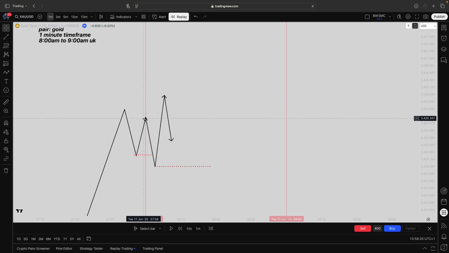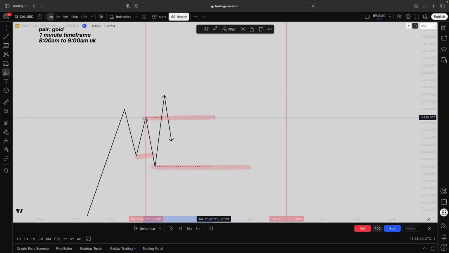Followed by the rejection of a low, we want to see a market structure shift. But even better than a market structure shift, it would be great to see a market structure shift with displacement because that adds more confluence to the trade. Once we have these three concepts, boom, liquidity sweep, rejection, market structure shift, we're clear to go.